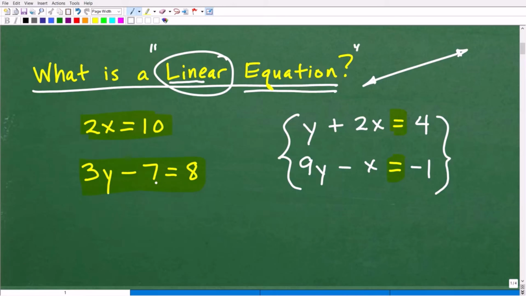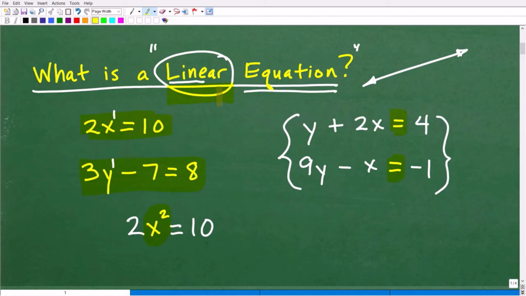Now, another thing that makes this a linear equation is the power of the variable is 1. So here I have x, or here I have y, but technically both of these variables are to the first power. So this would be something that would not be a linear equation: something like 2x squared is equal to 10. Well, this is not a linear equation because x squared is something different in algebra. That's called a quadratic equation. Okay, so this word linear has very, very specific meanings to it.